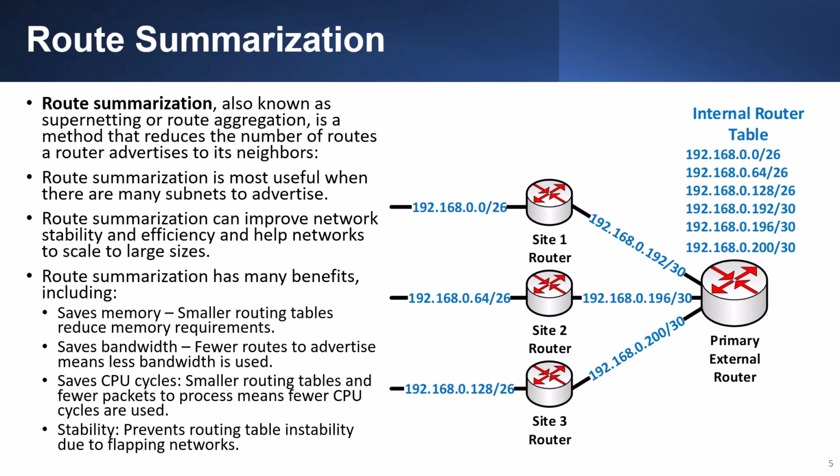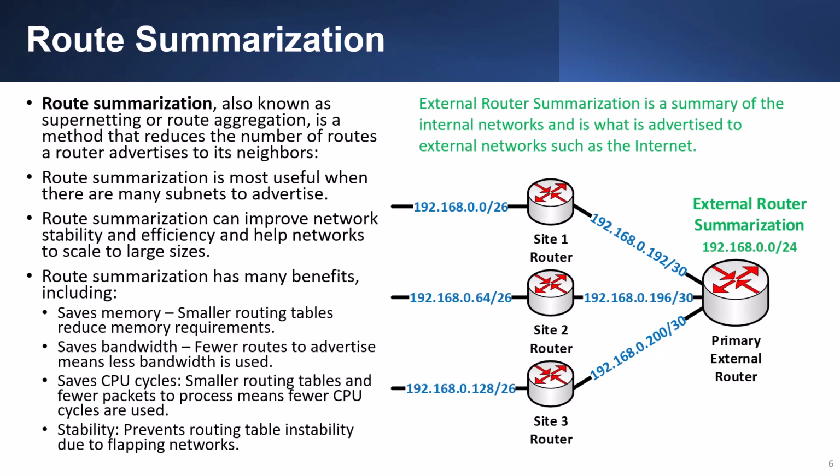Route summarization, also known as supernetting or route aggregation, is the method that reduces the number of routes a router advertises to its neighbors. Route summarization is most useful when there are many subnets to advertise. Route summarization can improve network stability and efficiency and help networks to scale to large sizes.